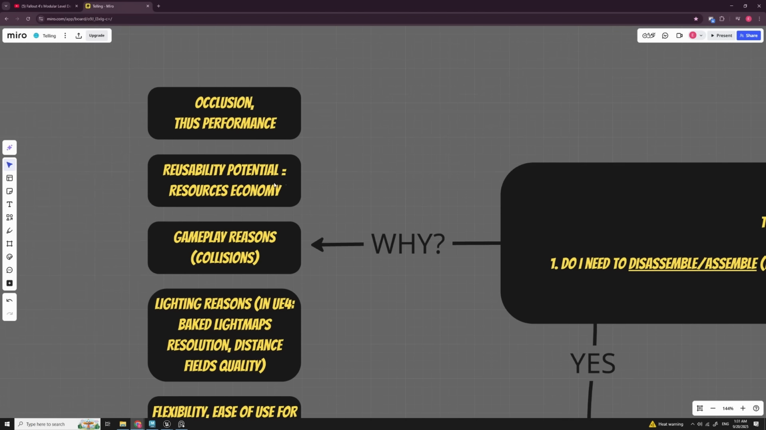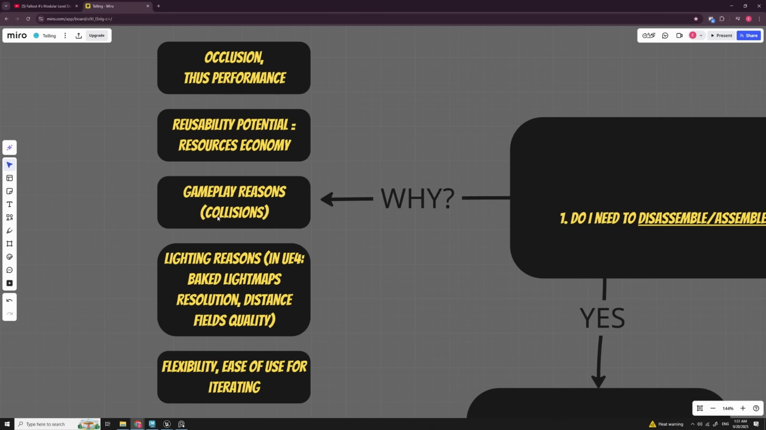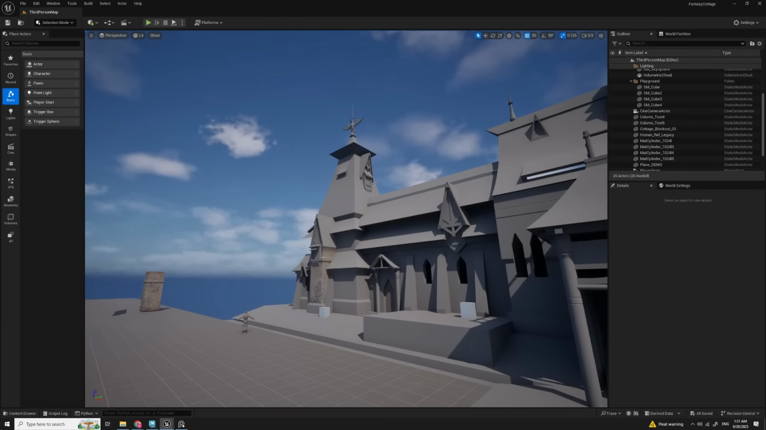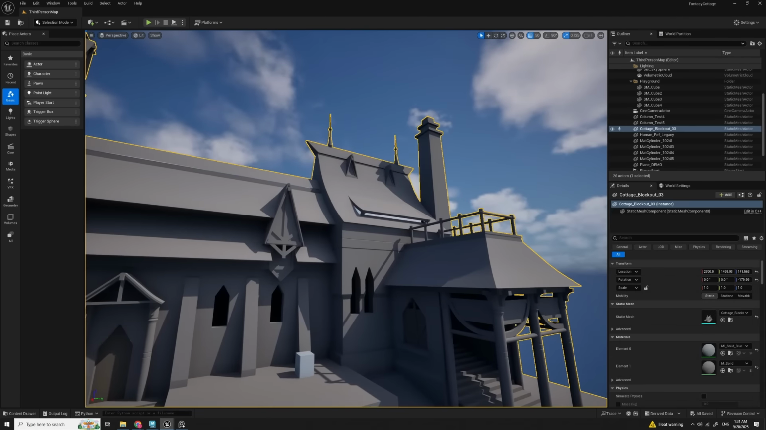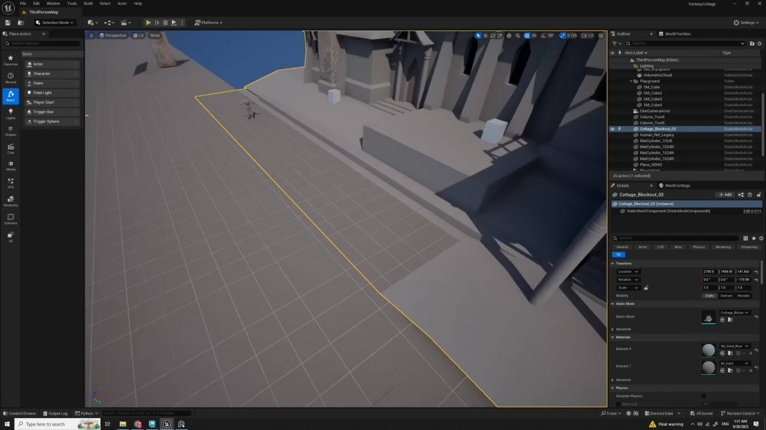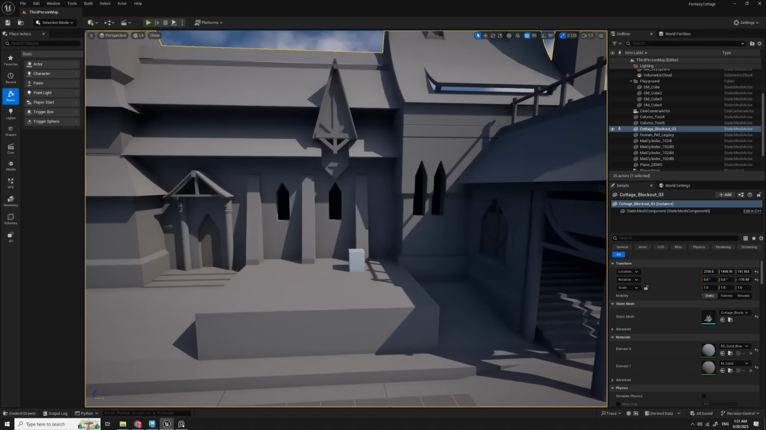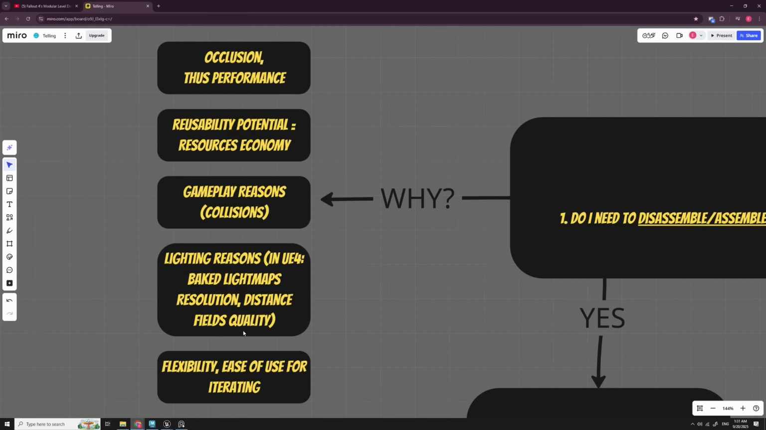Let's move on. The next type of reason to disassemble might be gameplay reason. And I'll say right away that in today's conversation, I am referring to different experiences from different game engines, not just Unreal Engine. So one of these gameplay reasons could be collision and the bounding box of an object.